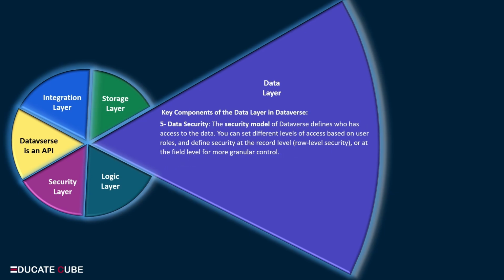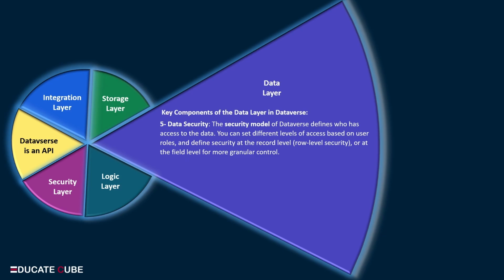Fifth point is data security. The security model of Dataverse defines who has access to the data. You can set different levels of access based on user roles, defining security at the record level, role level, or at the field level for more granular control.